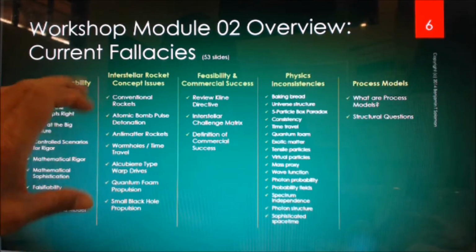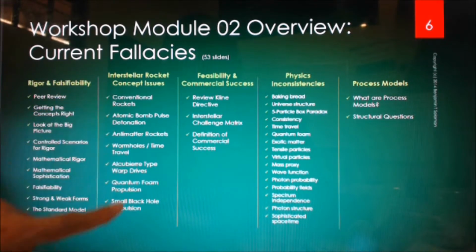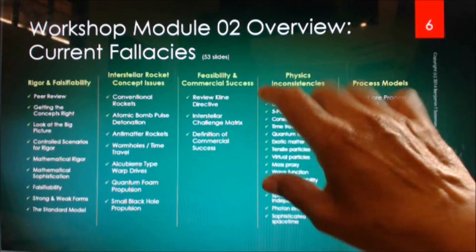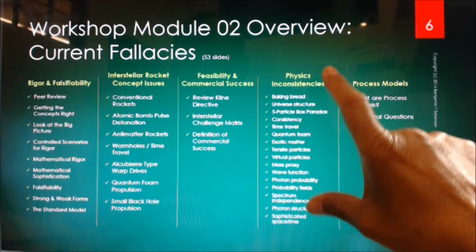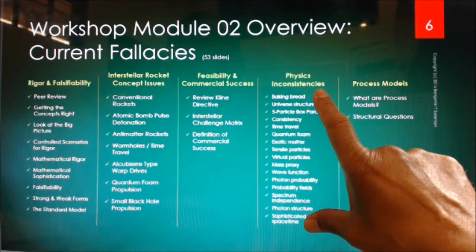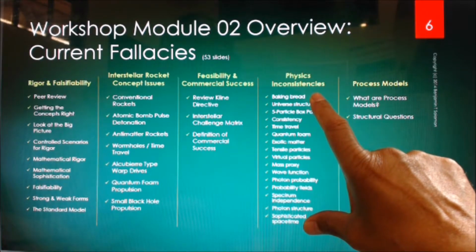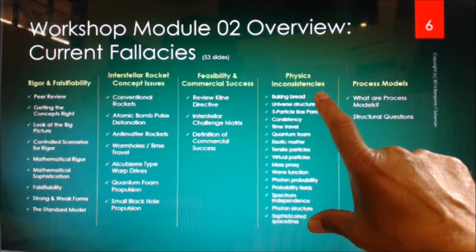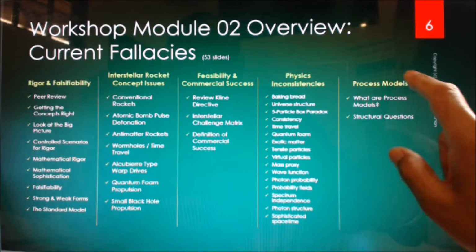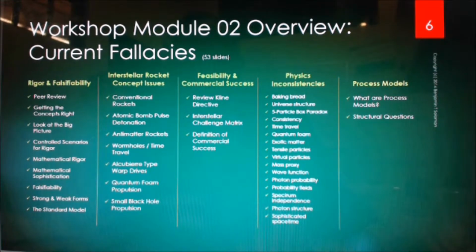For the purpose of gravity modification, these are problems. These are all the things we want to avoid. We'll talk a little bit about feasibility and commercial success. We'll talk about there are 12 to 14 inconsistencies. Actually, there are more, but these are what I compiled and published in my Journal of Modern Physics paper. Then we'll talk about process models.